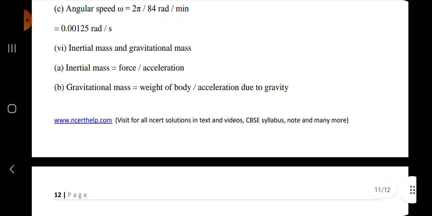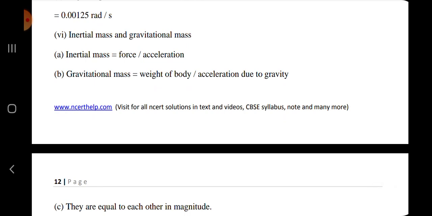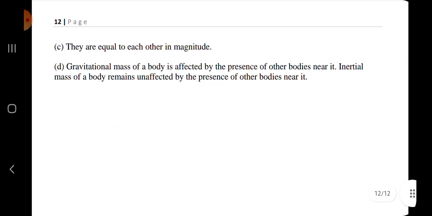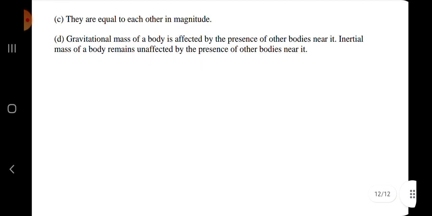Inertial mass and gravitational mass. Inertial mass is equal to force upon acceleration, and gravitational mass is equal to weight of the body upon acceleration due to gravity. They are equal to each other in magnitude. Gravitational mass of a body is affected by the presence of other bodies near it. Inertial mass of a body remains unaffected by the presence of other bodies near it.